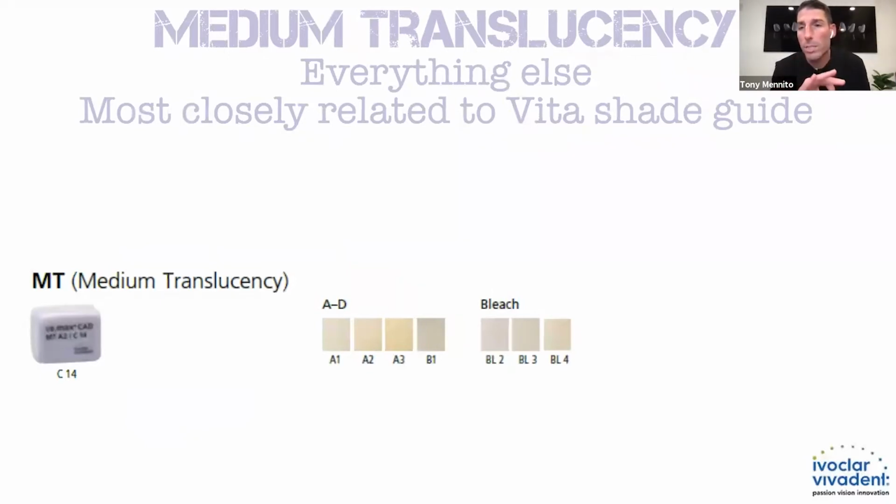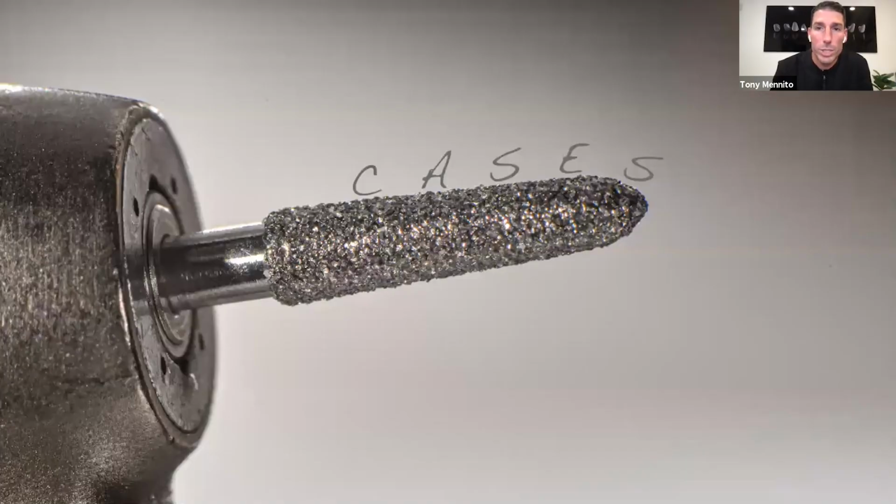I think these are the prettiest blocks. I love these for anterior crowns. I'll show you a case where I did an MT anterior. However, they are available only in limited shades, as you see, the A shades, B1, and some bleach shades. So unfortunately, hopefully we're getting more shades from Ivoclar for MTs here in the future.